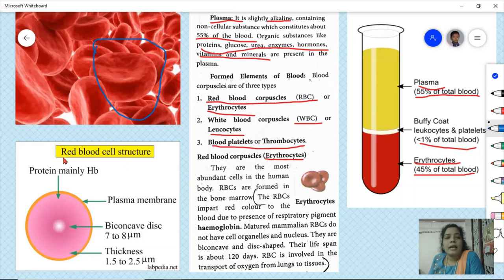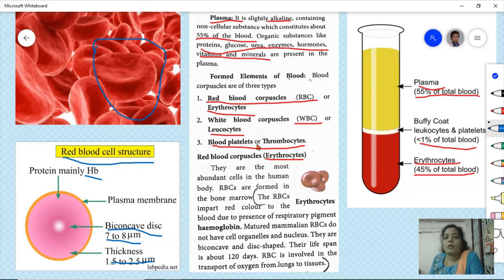See this diagram, the structure of red blood cell. Plasma membrane, biconcave or disc shaped, 7 to 8 mm in length, thickness 1.5 to 2.5 mm. A protein is present, the name of the protein is hemoglobin. This is the structure of RBC. A normal person contains 4 to 5 liters of blood.